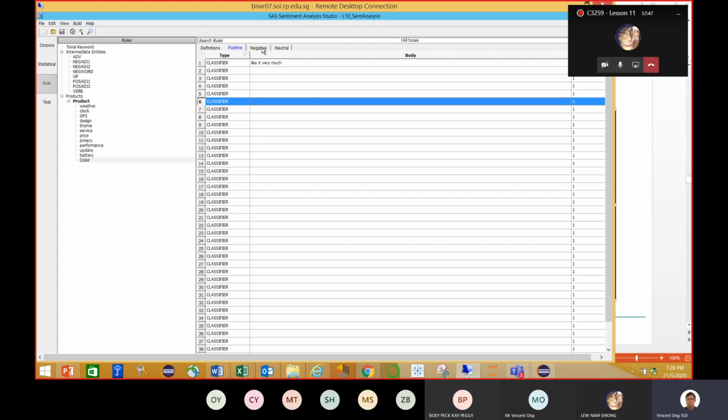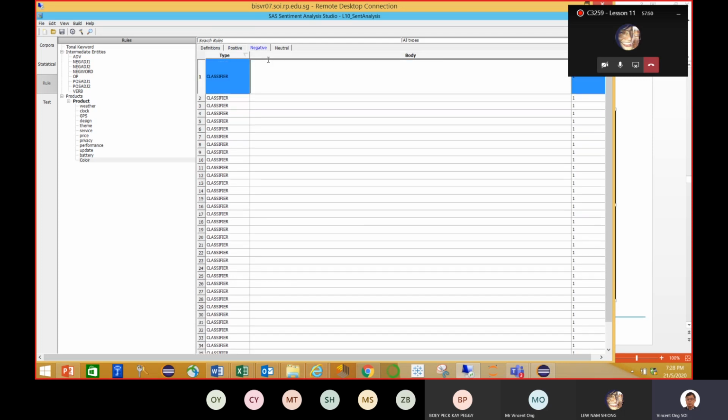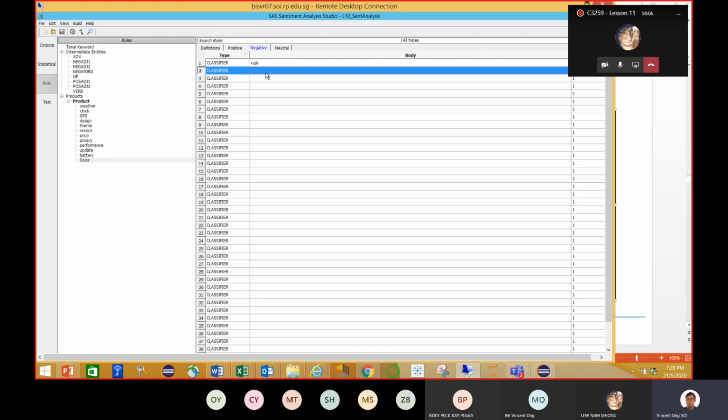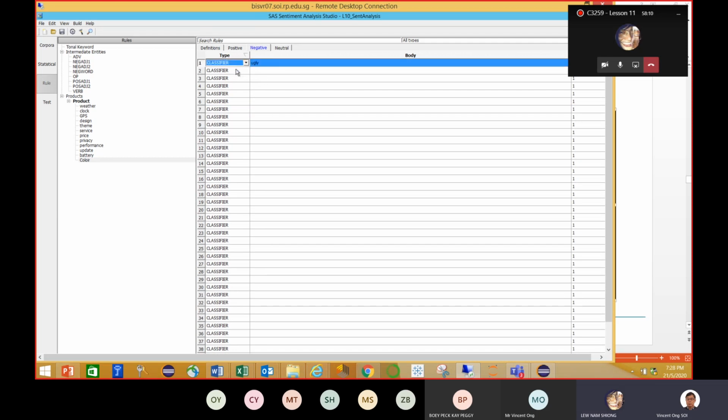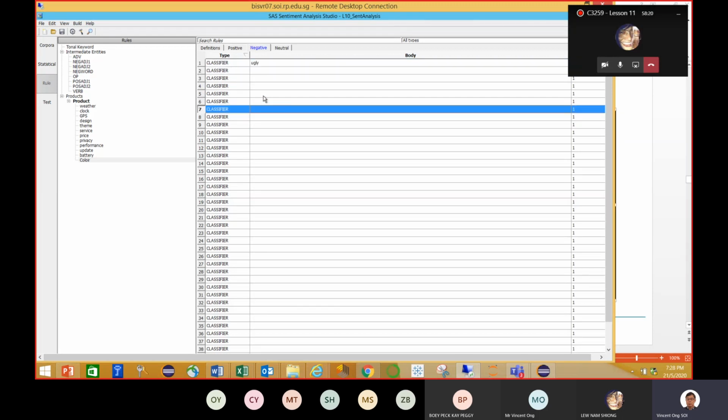If and then negative could be mean ugly, color is ugly. Maybe these are not rules. No, these are rules. These are very simple rules called classifier. You can see I can select different rules. You understand? This is one of the basic rules called classifier. We'll be going through all this later on. I'm just giving you a simple example.